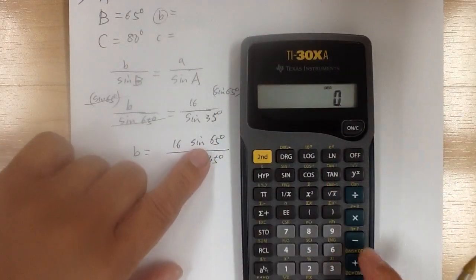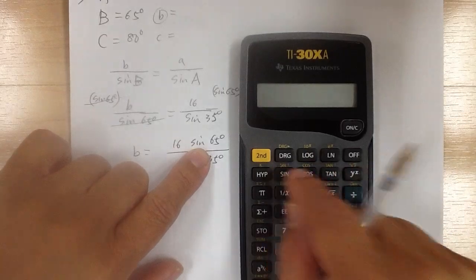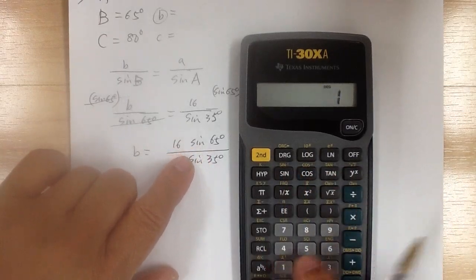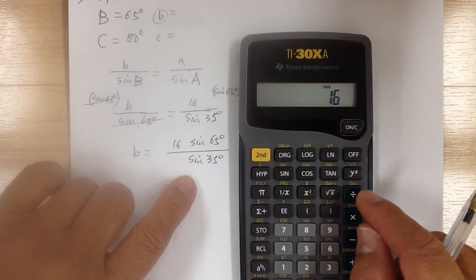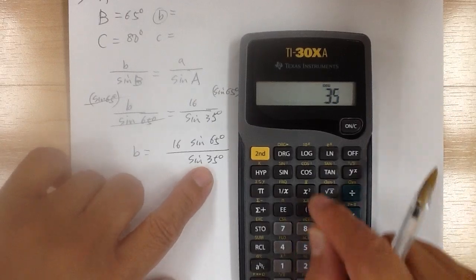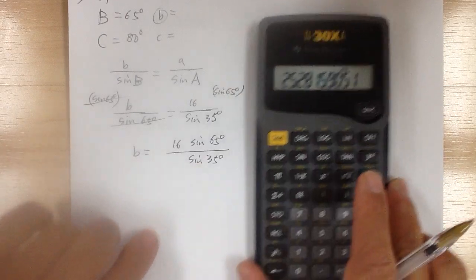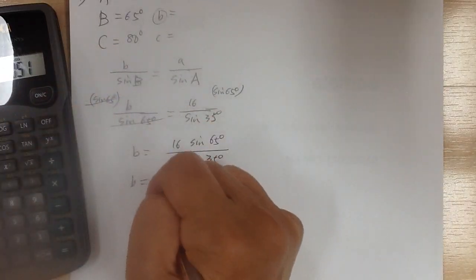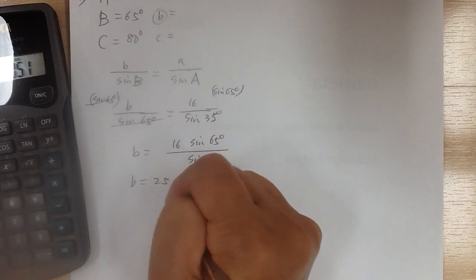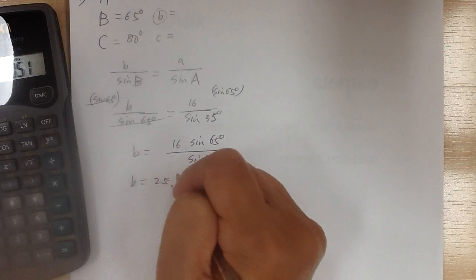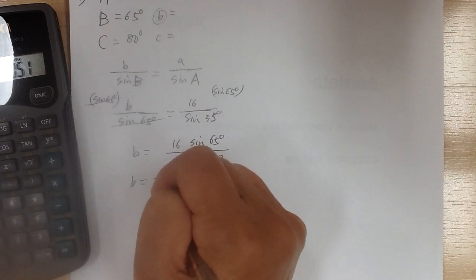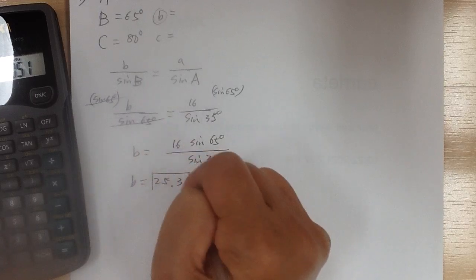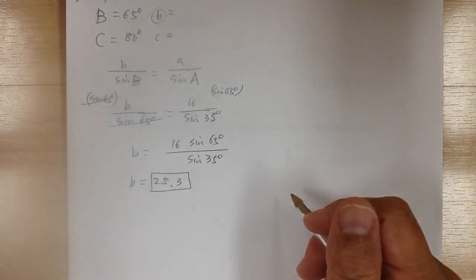So 65 sine times 16 divided by 35 sine equals, so B is equal to 25.28. So for 3 significant digits, you round off, the next digit will be 3. And there's no label, and so that's it.